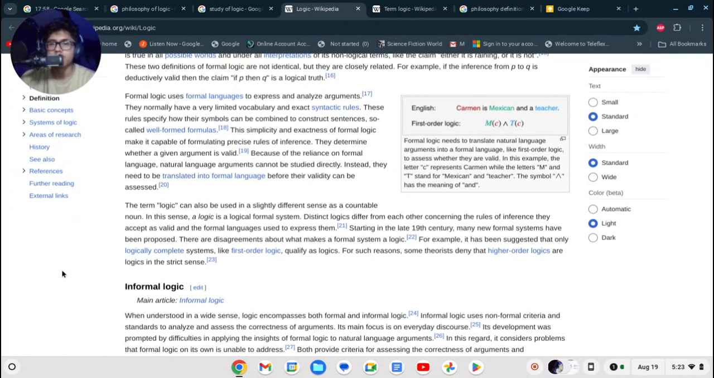The term logic can also be used in slightly different senses. As a countable noun, a logic is a formal system. Distinct logics differ from each other concerning the rules of inference they accept as valid and the formal languages used to express them.